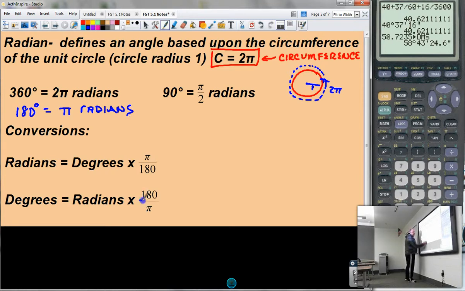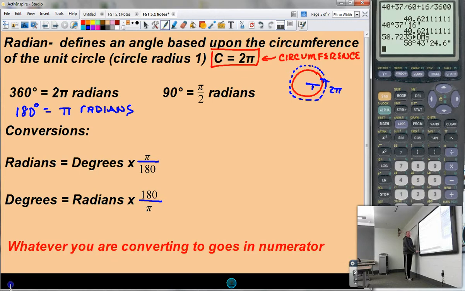Okay, for some reason, some of these fraction bars aren't coming in. Okay. The general rule that I would give you is whatever you are converting to goes in the numerator. If you can just remember 180 goes with pi. And then whatever you want on top, or whatever you want to have, put on top.